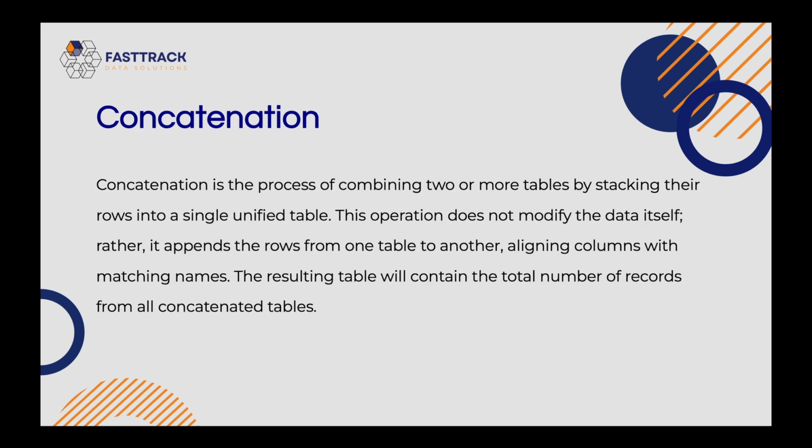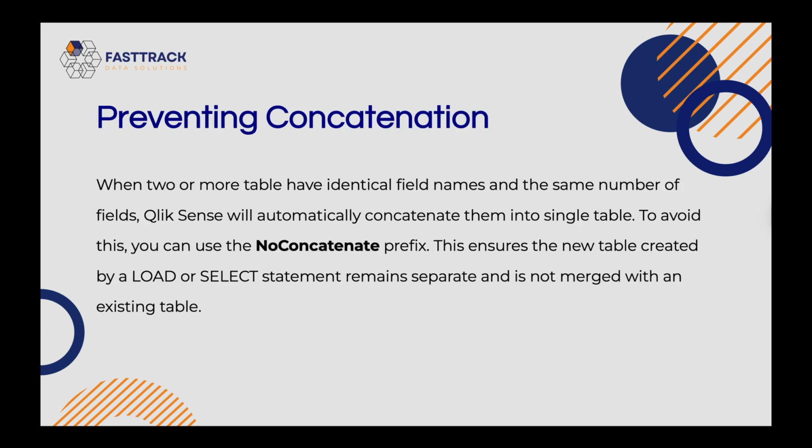Now let's discuss concatenation. Concatenation combines multiple tables by stacking their rows into a single table. Columns align by matching field names. No values change. The final table contains the total number of rows from all source tables. Qlik Sense automatically concatenates tables when their field names and counts are identical.